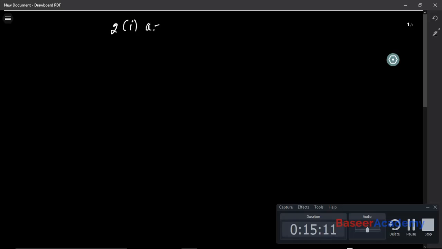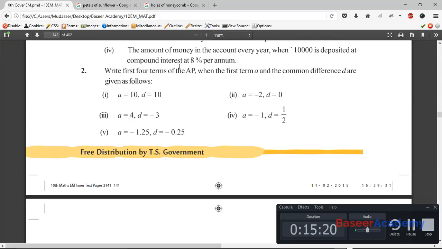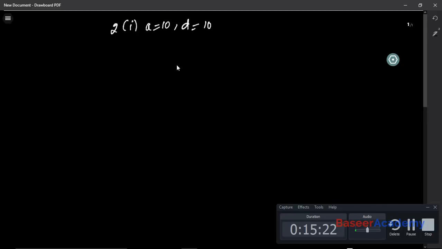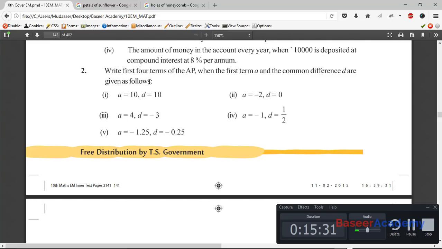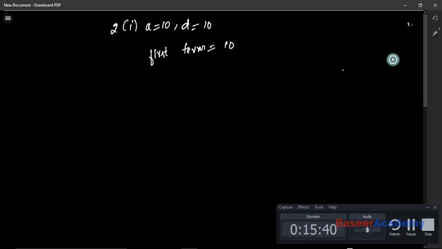The value of A is 10 and the value of D is 10. In the question it's asking us to write down the first 4 terms of the arithmetic progression. Obviously the first term is given as 10. The value of A is 10. By the way, A is known as the first term, right? We denote the first term by A, and the common difference we denote it by D. So first term is given as 10. What would be the second term? If I add the common difference to the first term, I get the second term, right?